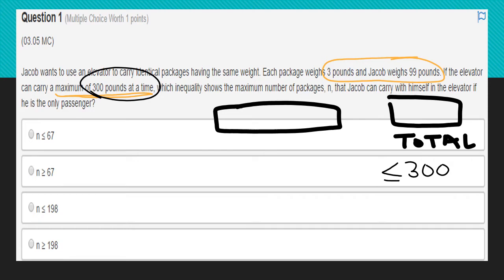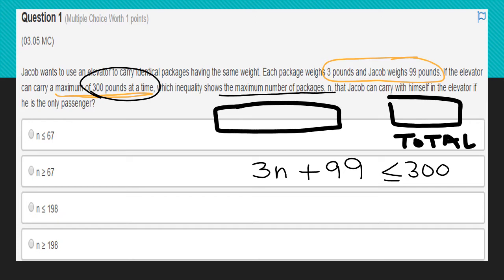Now we know that each package weighs 3 pounds, but we don't know how many packages we need. So I'm going to put n, because n represents the number of packages. And we also know that if we add that to Jacob's weight, which is 99 pounds, we want all of this to be less than or equal to 300. All right, so now we just want to solve that.